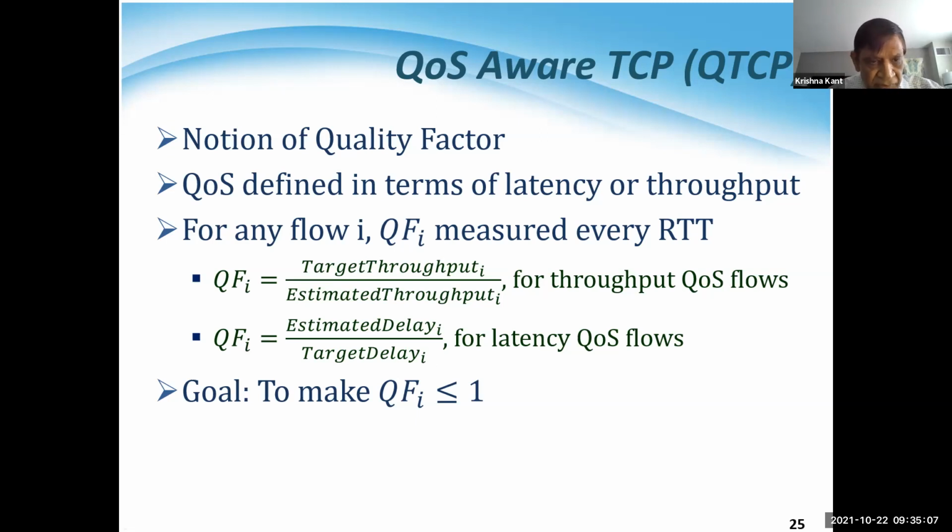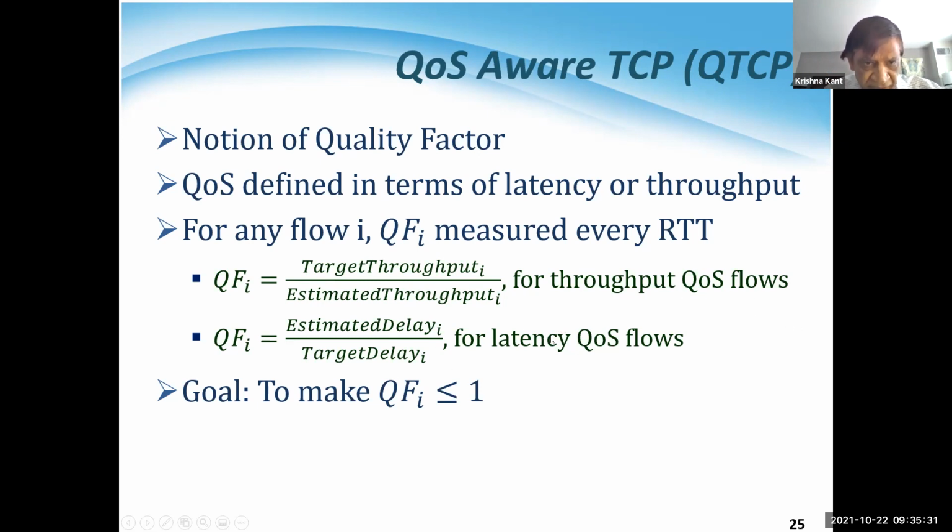All right. So we have been working on a protocol that we call QoS Aware TCP. And we have done a lot of work on it. We're implementing it in the Linux kernel right now using ECN capable switches. So I'll show you some results on that.